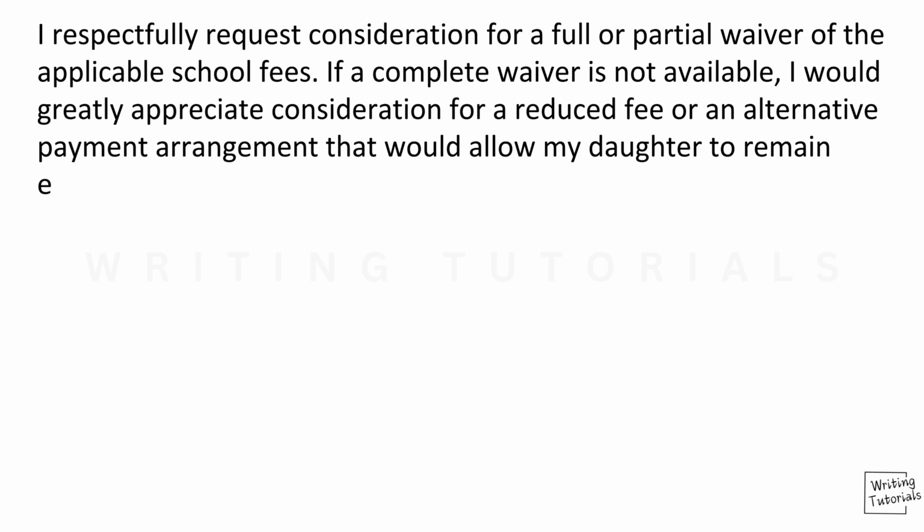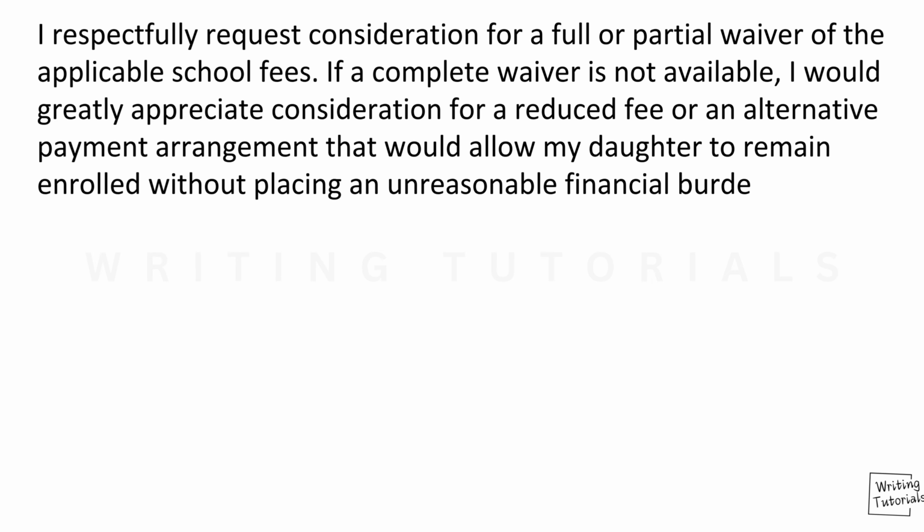This is a strong part of the letter because it gives the school several possible ways to help. The writer first asks for a full or partial waiver. Then, if that is not available, the writer asks about a reduced fee or payment arrangement. This is important because financial assistance policies can vary. The school may not be able to approve a complete waiver, but may have another option available. When writing your own request, consider whether you would be willing to accept a partial reduction or payment plan. Clearly stating your alternatives can make it easier for the school to offer a practical solution.